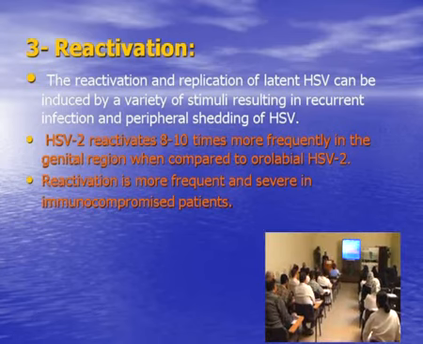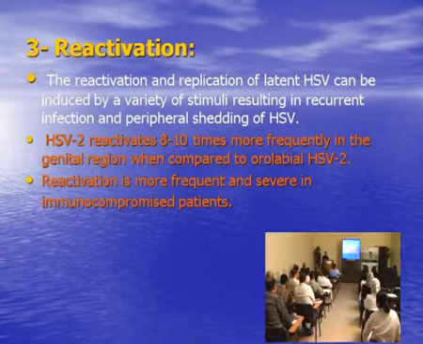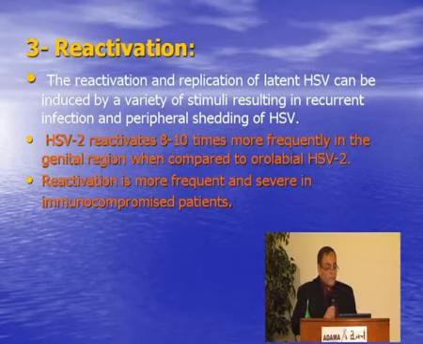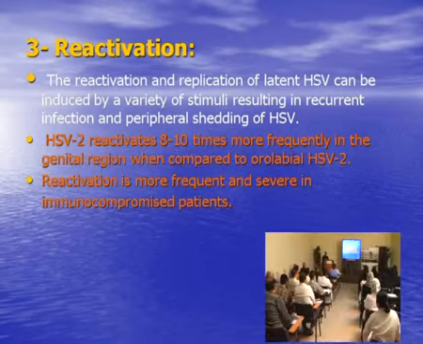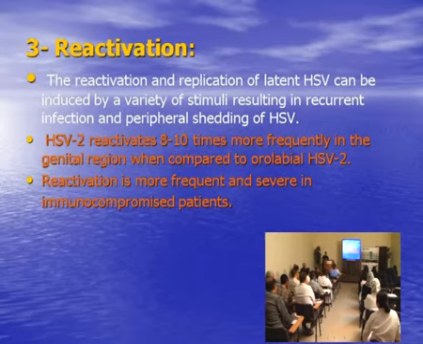Herpes simplex virus type 2 reactivates 8 to 10 times more frequently in the genital area as compared to the orolabial area. It is something strange, despite it being the same virus, but it replicates more at the genital area than the orolabial area. Reactivation is more frequent and severe in immunocompromised patients.